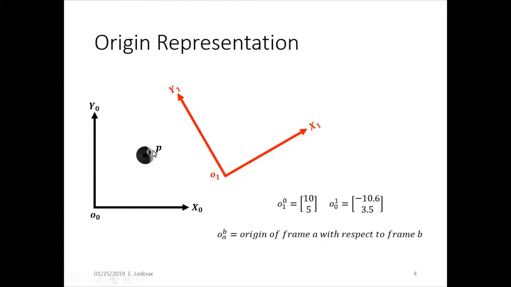Now, the origin representation. This would be origin of A with respect to B, which is the origin of frame A with respect to frame B. So origin 1 with respect to 0 is we take this point, origin of frame 1, and we see where that is relative to frame 0. So this would be go to the side 10, go up 5, that distance. Now origin of 0 in frame 1, we would get frame 0 relative to frame 1. So if we start with frame 1, then we would go negative in the x direction, really far away, negative 10.6. Then we have to go positive in the y direction, 3.5, to get to origin 0.